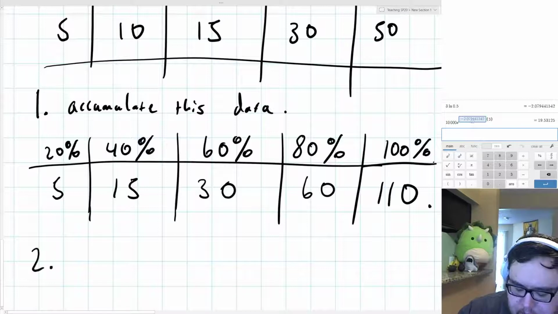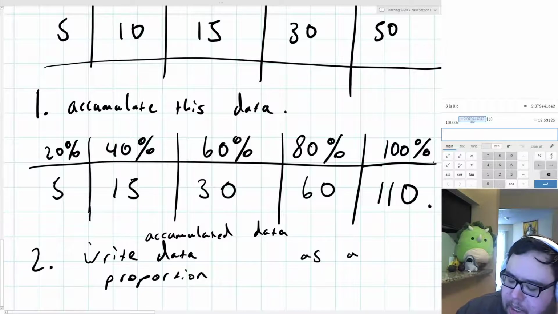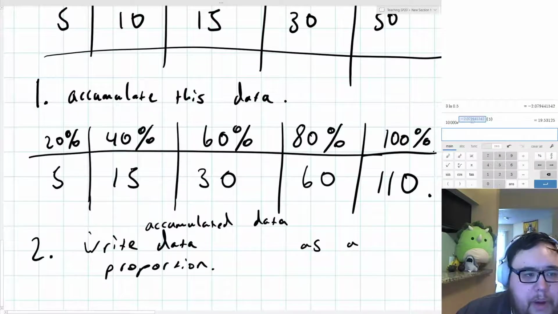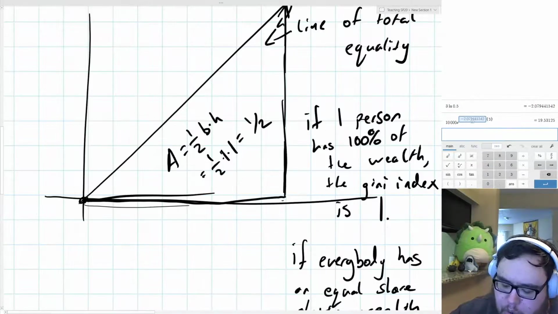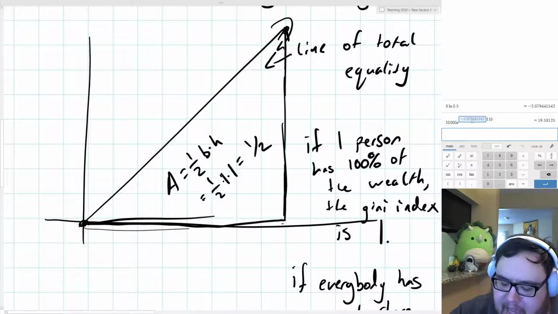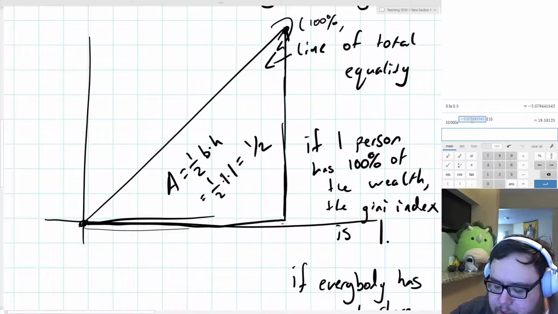And then second, we're going to write the accumulated data as a proportion. I'm not interested in the total amount of wealth. I want my curve for my Gini index to go through the point 1, 1, and this is going to represent the point which is 100% of the population and 100% of the wealth.